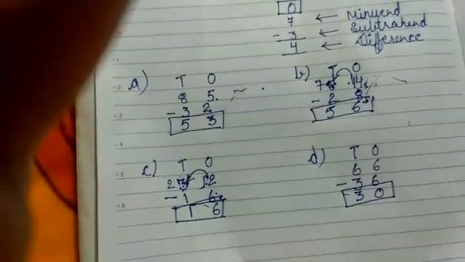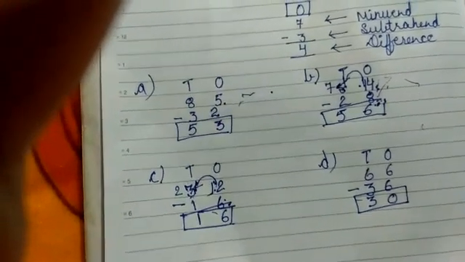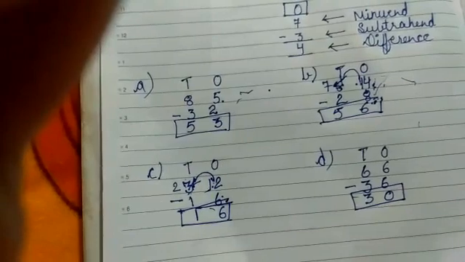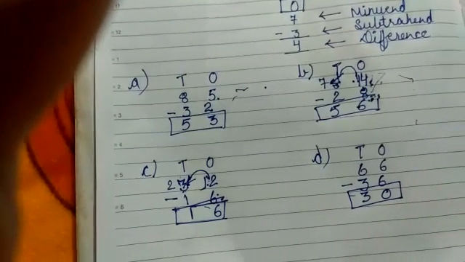So children, these are the 4 sums that we have done as a classwork. This much you will do as a classwork in your notebook.